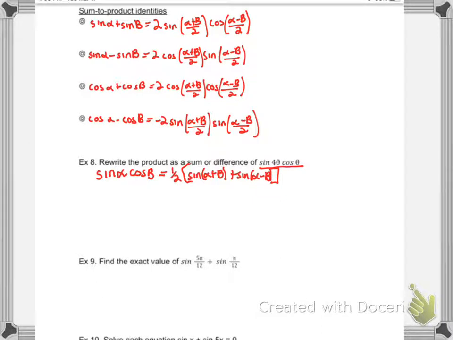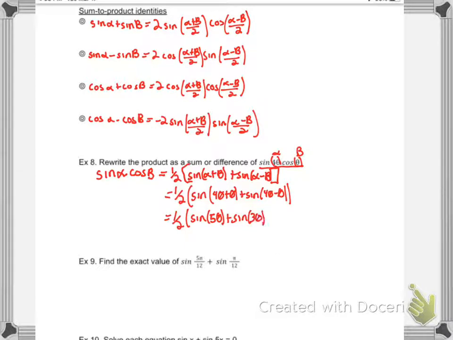We know that this portion here is alpha, and this portion here is beta. So when we substitute this in, we can rewrite this as 1/2 sine, my alpha is 4 theta plus theta, and then over here I have plus sine of 4 theta minus theta. That gives me 1/2 sine 4 plus 1 is 5 theta plus sine of 3 theta. And it is okay to leave it just like that. You could distribute that 1/2 through and then just put it over 2 as well.